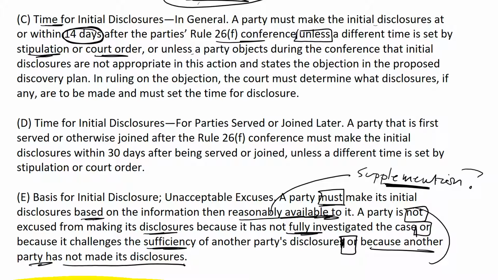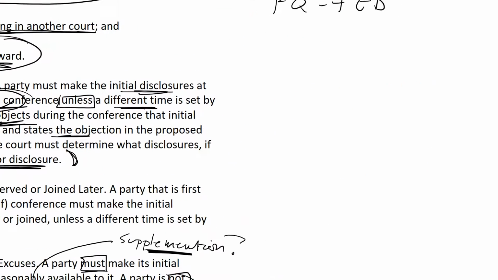So, normally you're going to have to make your initial disclosures 14 days after your 26F discovery conference, unless, and there's a variety of circumstances here that vary from that, unless you set a different time, the parties agree, stipulation or court order, or unless a party objects during the conference that disclosures are inappropriate and states the objection in the discovery plan, right? And then later on, the court will have to determine the disclosures that need to be made and the time for disclosure, right? Okay, so again, our basic rule is you've got your 26F conference, and then plus 14 days after that, you've got to do what? The initial disclosures have to be made under Rule 26A1.